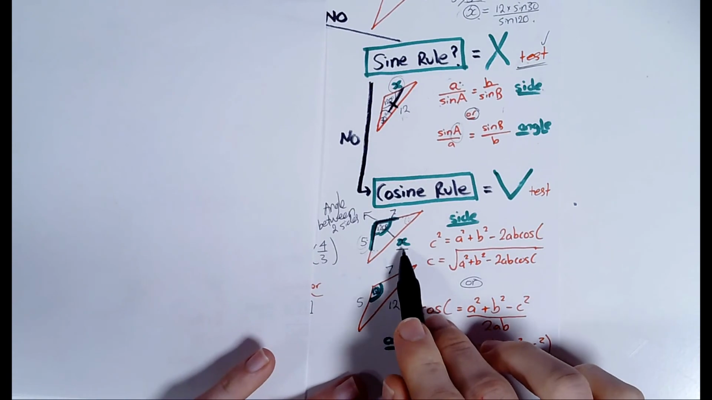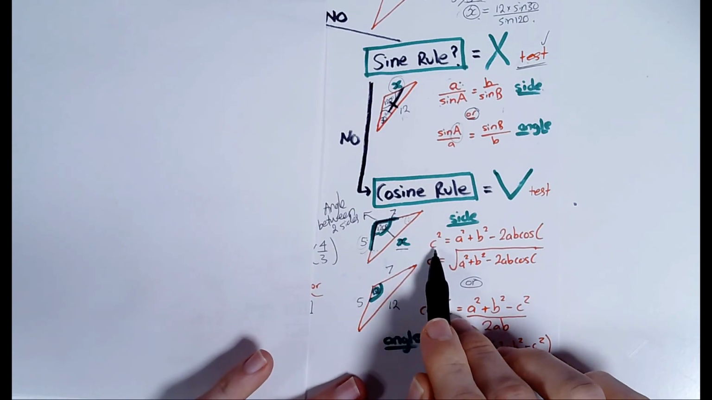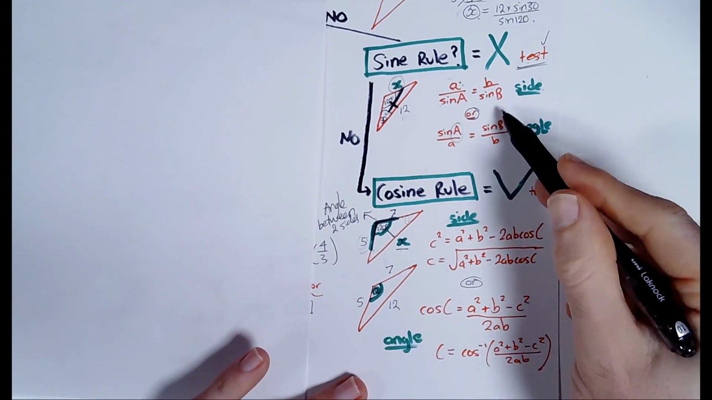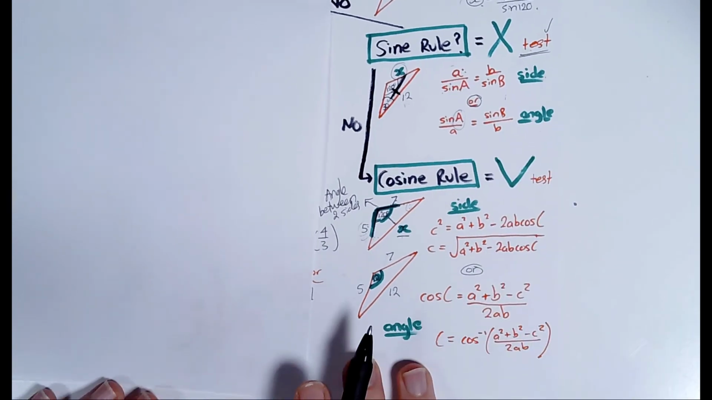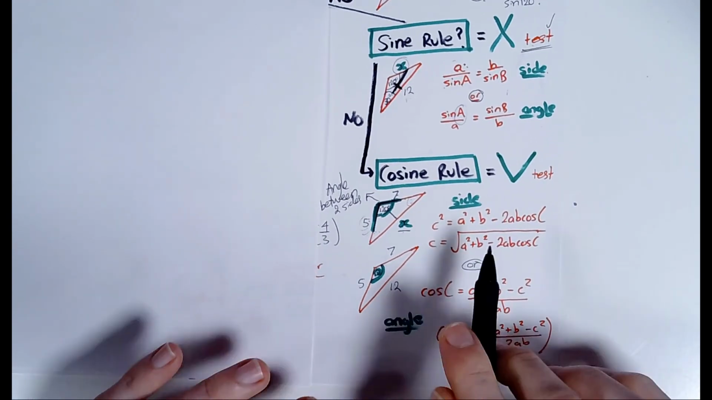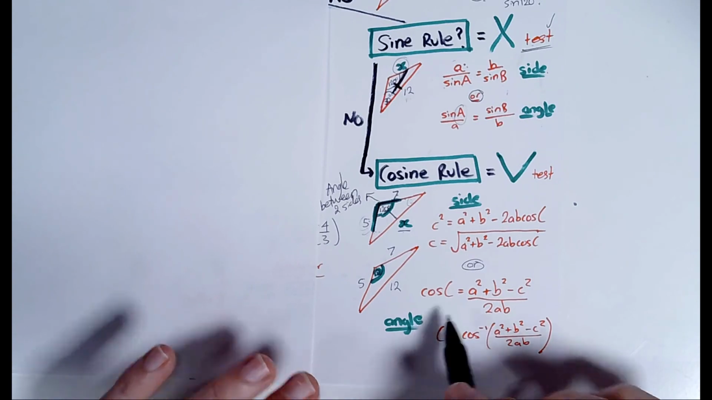And if you're trying to find a missing side, you use this version of the cosine rule. So just like with the sine rule, there are two versions for the cosine rule. They're the same formula, just rearranged. So it can save you time if you're finding the angle to use a different version.